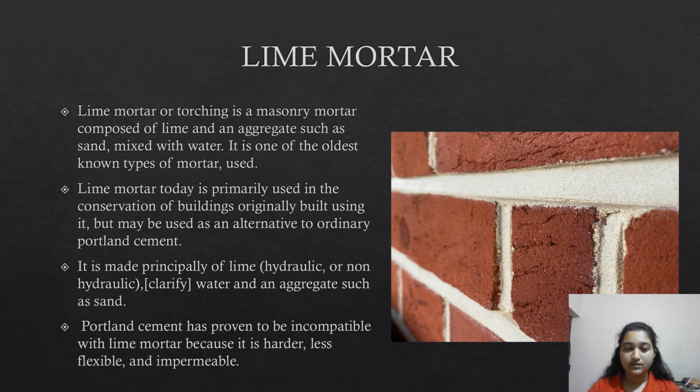Lime mortar today is primarily used in the conservation of buildings originally built using it, but may be used as an alternative to ordinary Portland cement. It is made principally of lime, water and an aggregate such as sand. Portland cement has proven to be incompatible with lime mortar because it is harder, less flexible and impermeable.